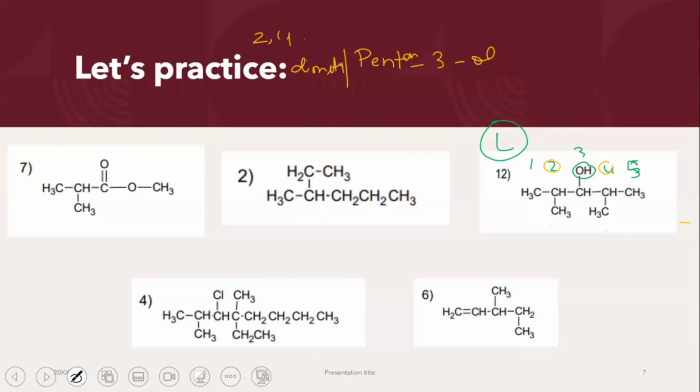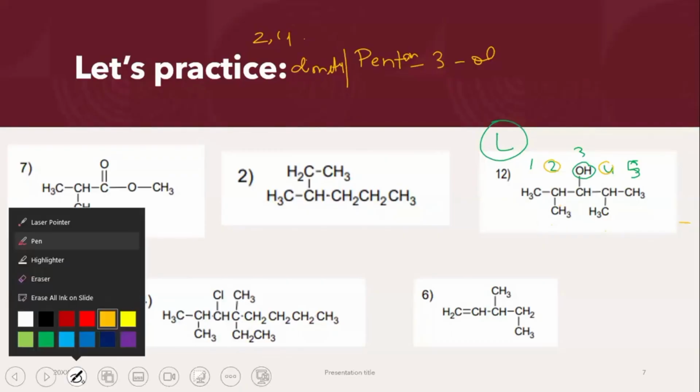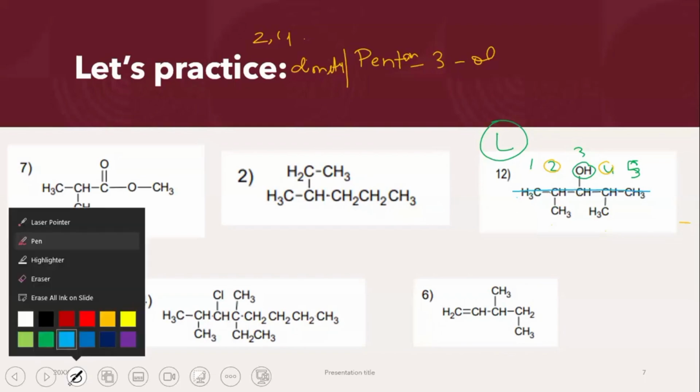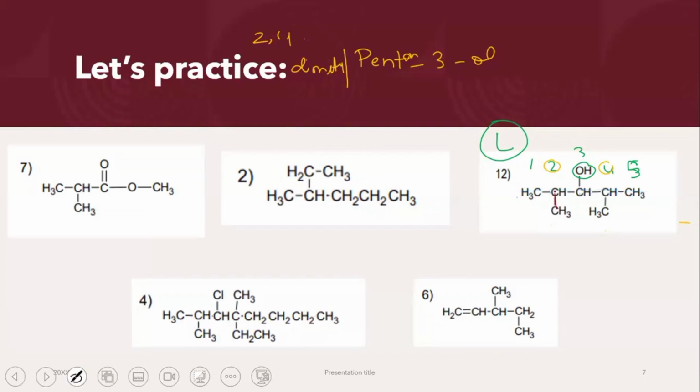Take a look. How is it dimethyl? It is dimethyl because I have the longest carbon atom chain. I am considering this to be my longest carbon atom chain. 1, 2, 3, 4, 5. It doesn't matter how you take the longest carbon atom chain. If I take this as the longest carbon atom chain, I still get 5 carbon atoms. 1, 2, 3, 4, 5.